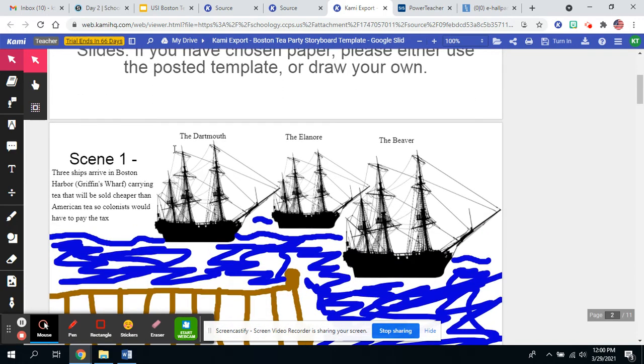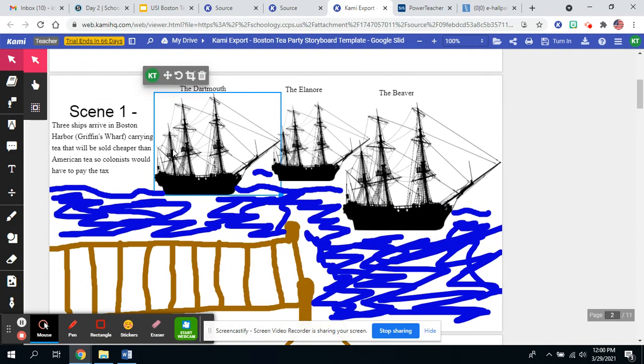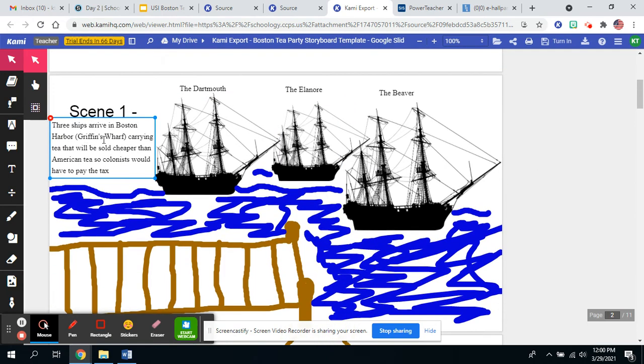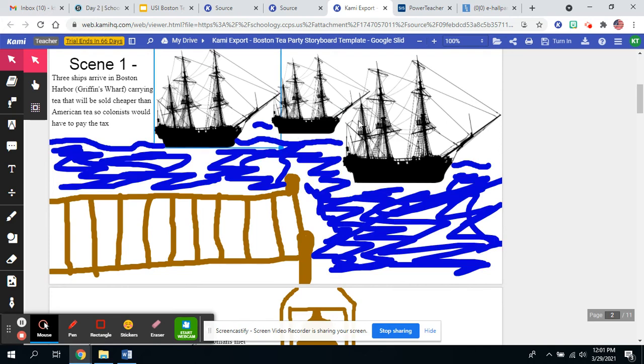As you scroll down, you will see each one is marked with a scene, and I have done a couple here and I'll explain to you my rationale. What I've included, number 1, is a picture illustrating what the scene is, but also a little description that describes what's going on here. Scene 1 says 3 ships arrive in Boston Harbor, also known as Griffin's Wharf, carrying tea that will be sold cheaper than American tea, so colonists would have to pay the tax. And I've given you the water, the dock, and the 3 ships here. As you can see, you don't have to be great artistically to finish this project. You just need to put in some good effort.